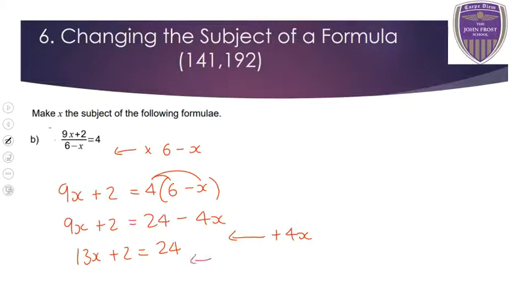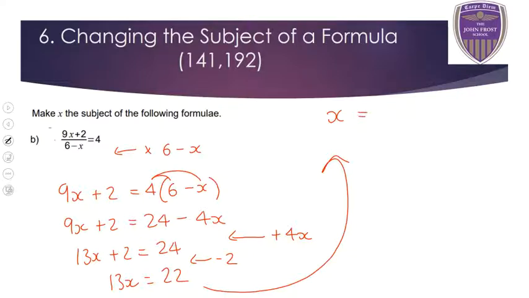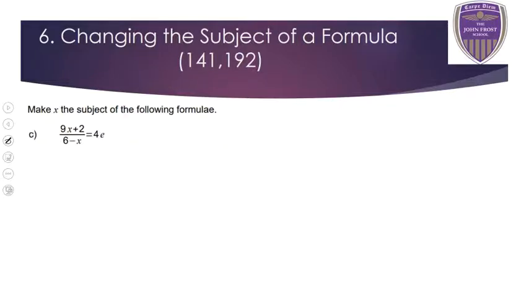All right, so keep going step by step. We want to get rid of the 2 now. So we get 13x equals 24 − 2, which is 22. And I'll carry it on over here then. Okay, to make x the subject, we want to divide by 13 and we get rid of the 13. So x equals 22 over 13. And that's it. Okay, next one.